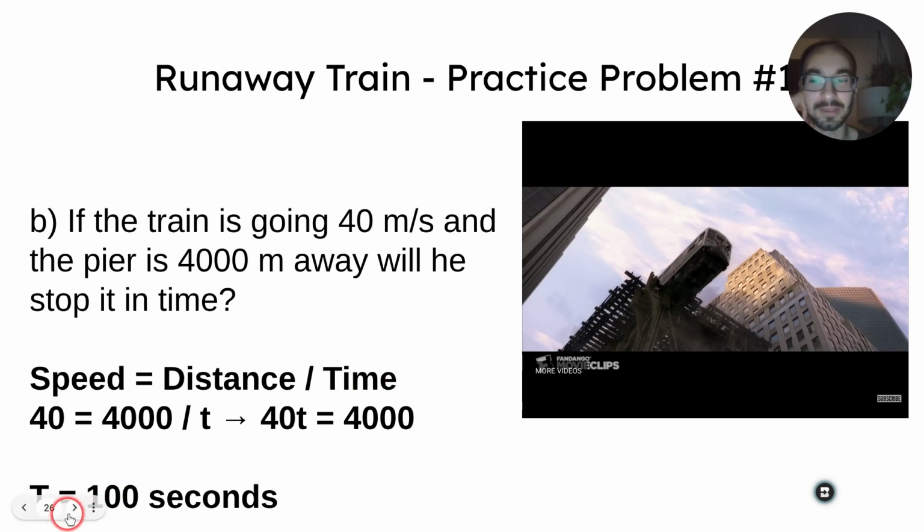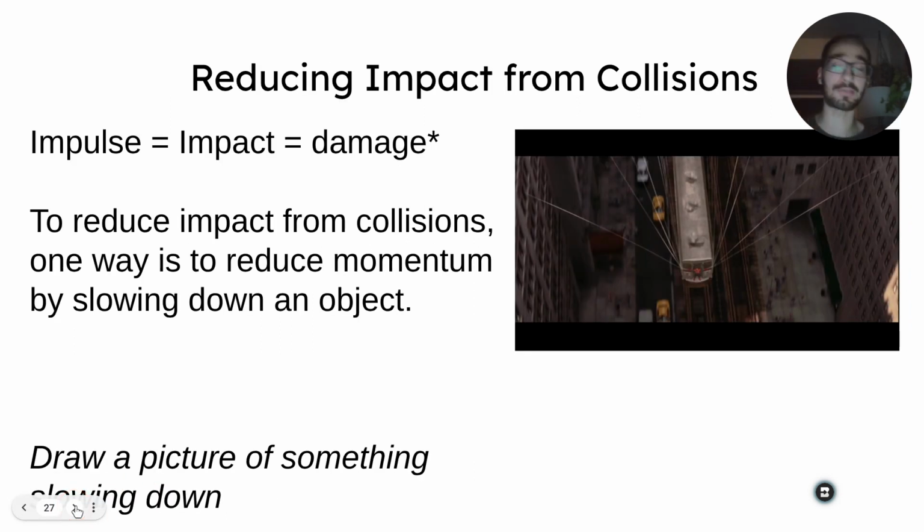Okay, moving on. So, the answer for part C, the easiest way to reduce impact from collisions is to slow the object down.